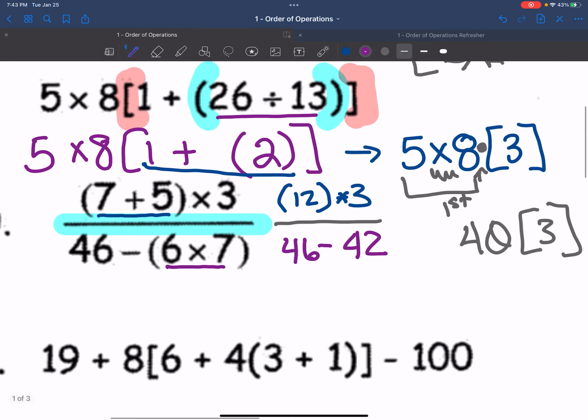Okay, we still have a couple of numbers at the top and the bottom, so we got to figure out the final number for the top and the bottom. So 12 times 3 gives us 36. And at the bottom, we have 46 minus 42, which gives us 4. So now we have one number up top, one number at the bottom. We can do 36 divided by 4, which gives us 9. So 9 would be our final answer.